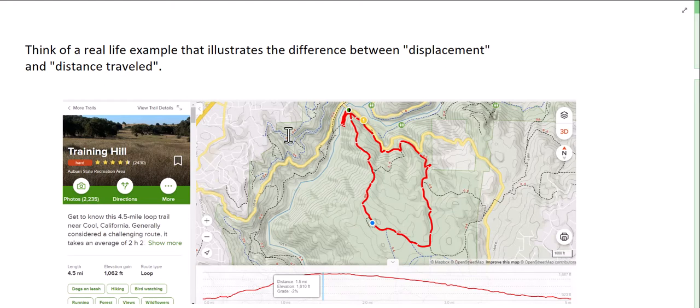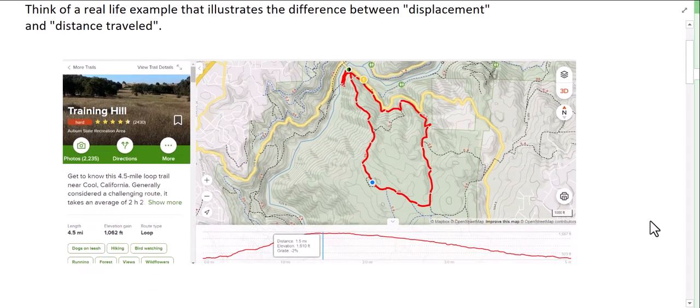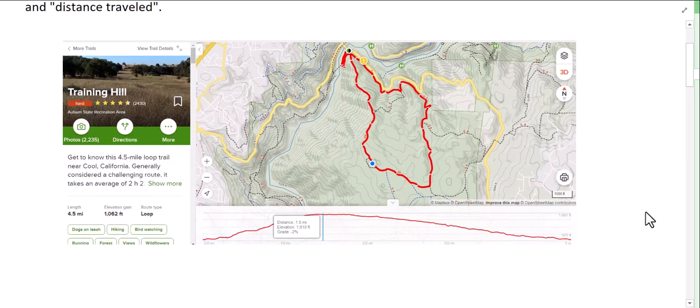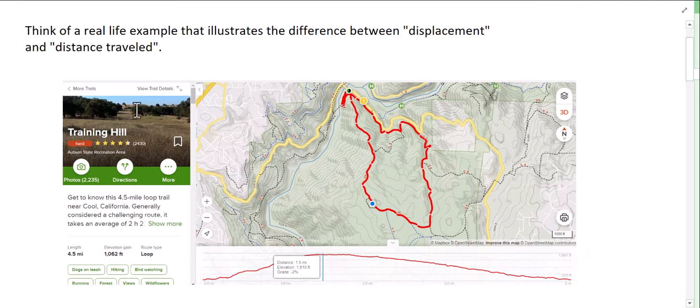So the example for me that came to mind was hiking. I enjoy hiking, and this is one of my favorite trails to hike, especially when I am training for a trail run of sorts. And so what displacement means is essentially when you start. So if you look at this green and black little dot over here, that is the start of the trail. And so you can then go along on the trail, and this is a loop trail, so then you go back and you end up where you started at the trailhead.